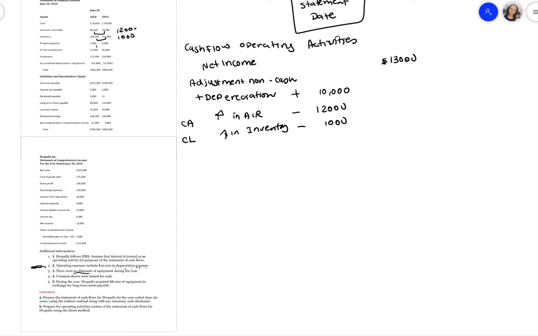Going forward, you have a prepaid expense. The prepaid expenses are $4,000. So in this case, what happens to your 4,000? It is a decrease. If it's a decrease, you're going to be adding it. So it's a decrease in prepaid expense.